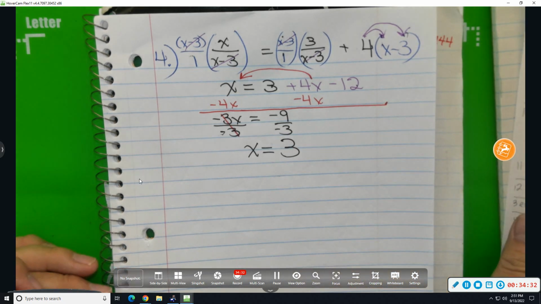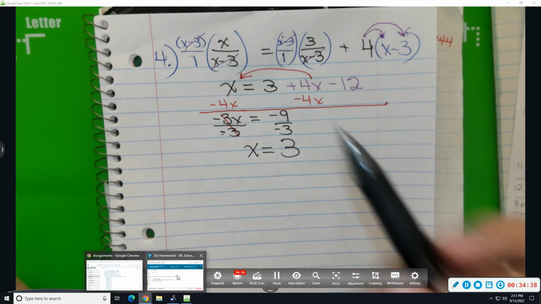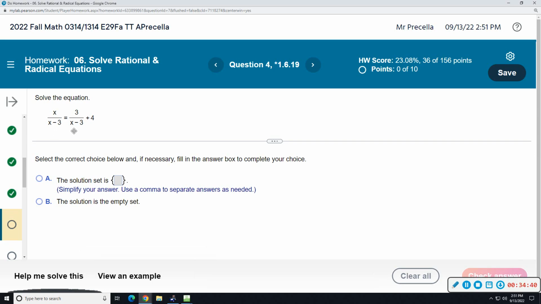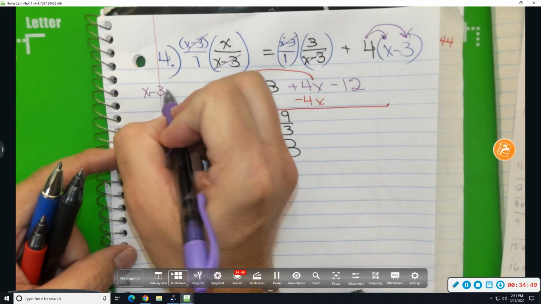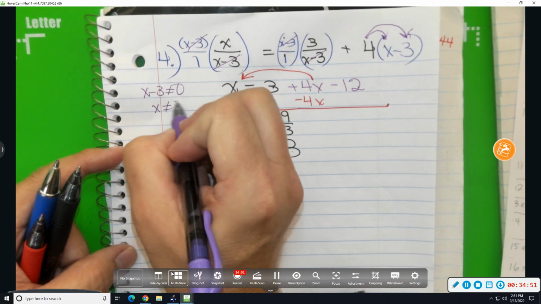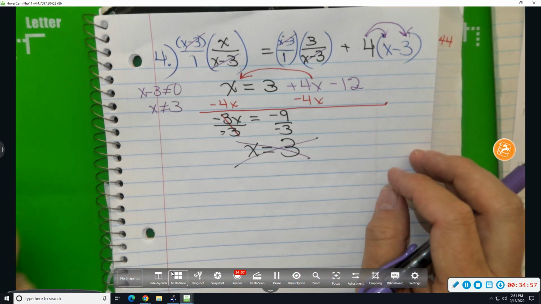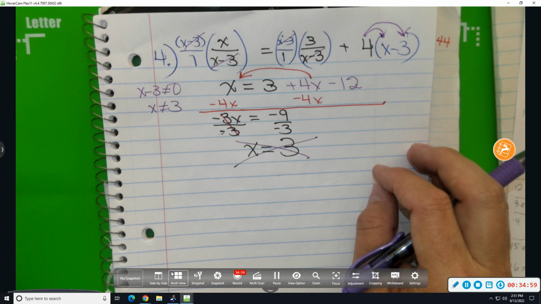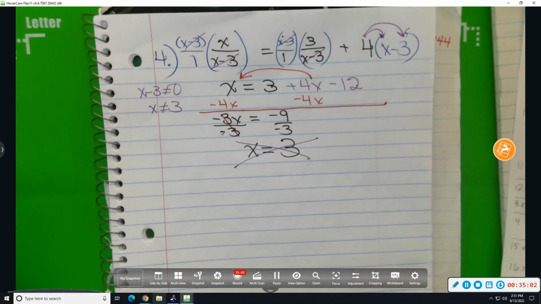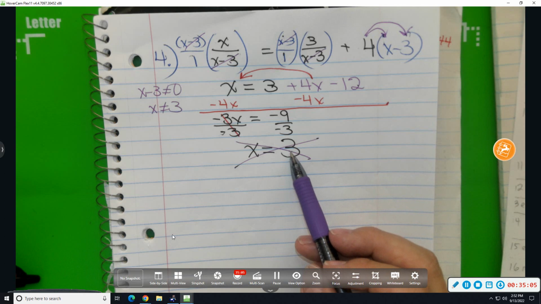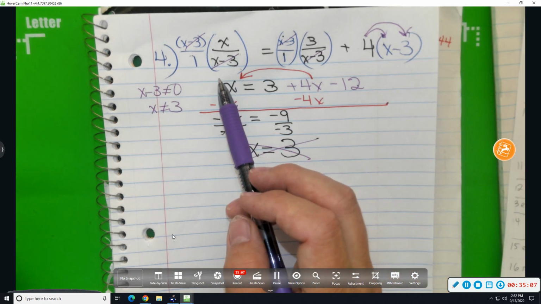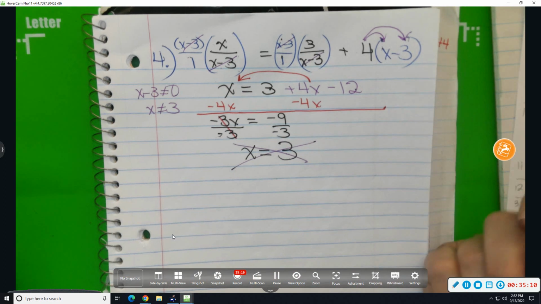But wait a minute. What did we say that x could not equal? That denominator will be 0 if x is equal to 3. The denominator can't equal 0. So x can't equal 3. We just got 3, so we have to cross that out. 3 is called an extraneous solution. You don't need to remember that terminology, but a solution that you get that doesn't check in the original problem, that gives you an undefined result, is said to be extraneous.